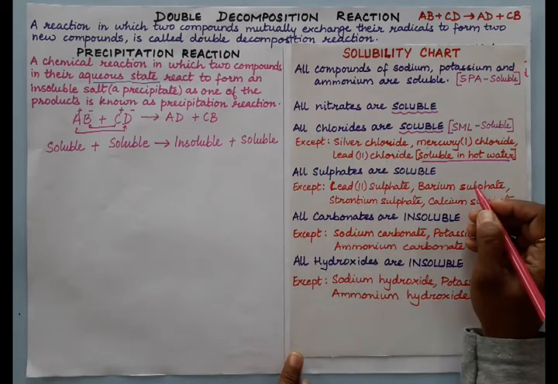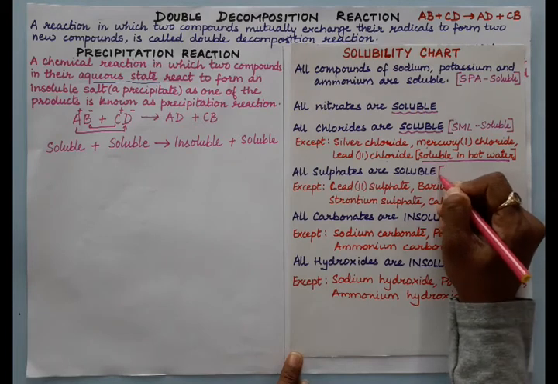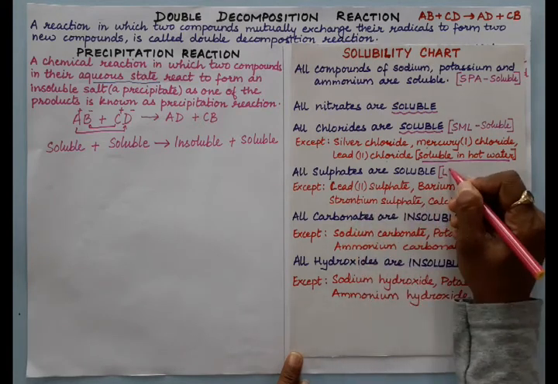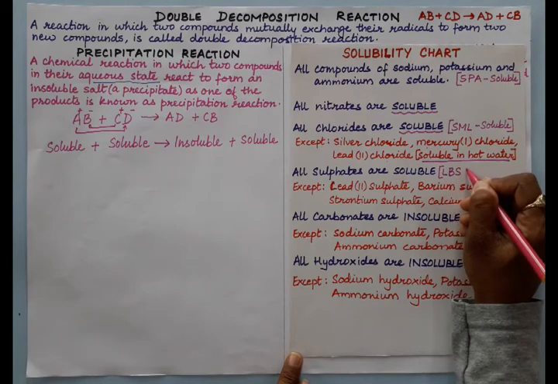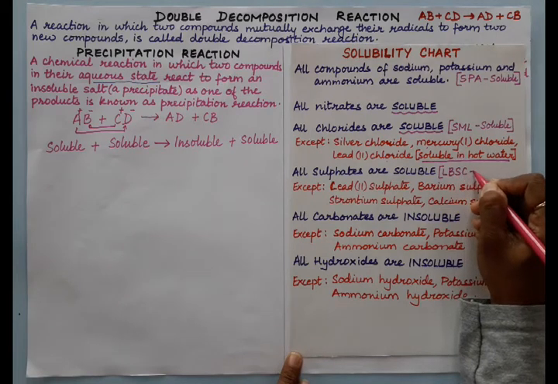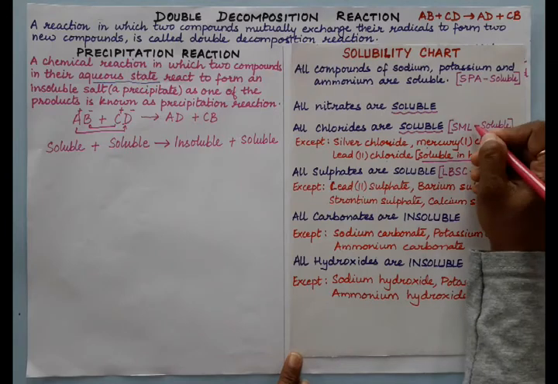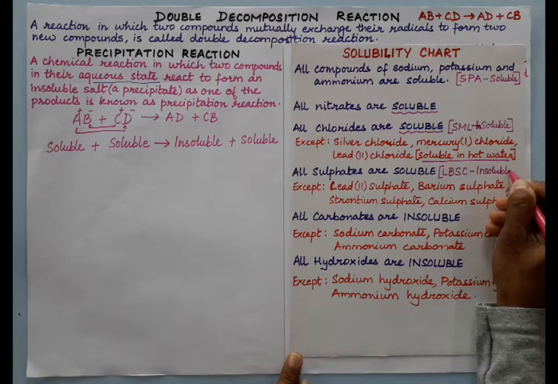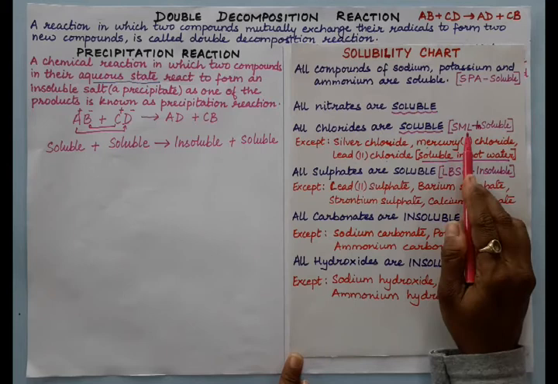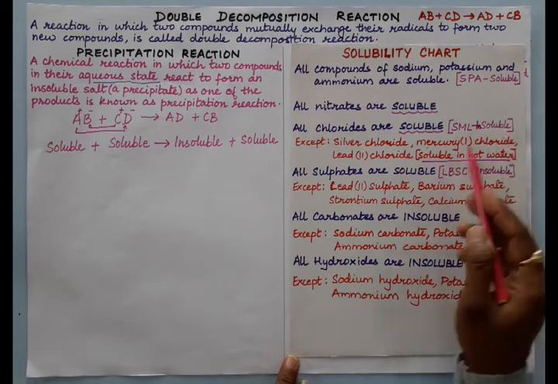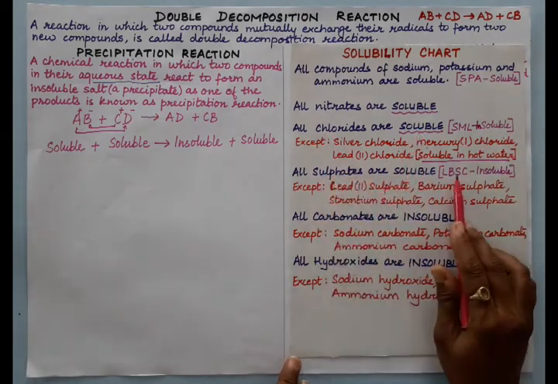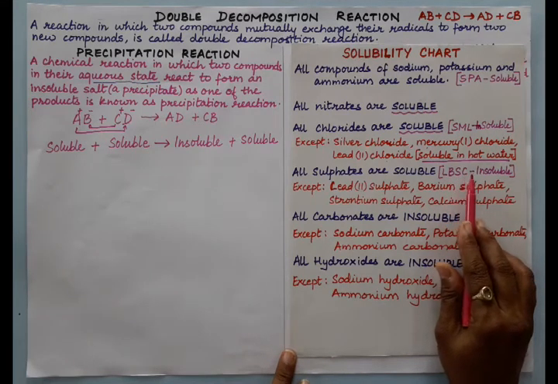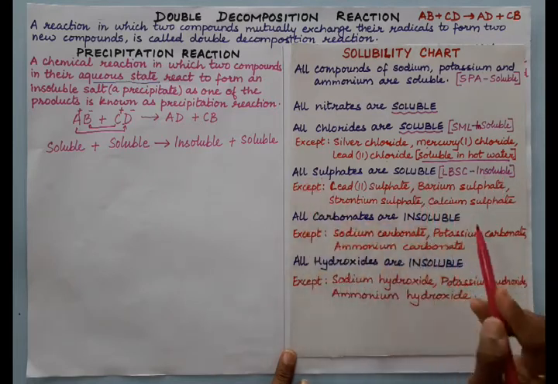All sulfates are soluble except those in the learning BSC: lead sulfate, barium sulfate, strontium sulfate and calcium sulfate. These are insoluble and rest all are soluble. So here these three, silver, mercury, lead, are insoluble and rest all are soluble. Here lead sulfate, barium sulfate, strontium sulfate and calcium sulfate are insoluble, rest all are soluble.